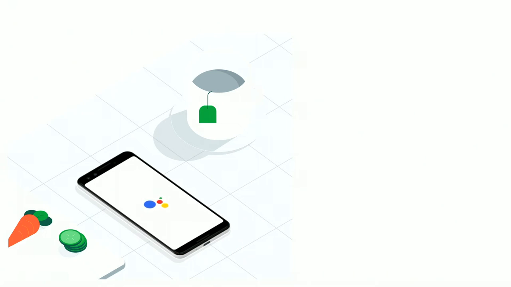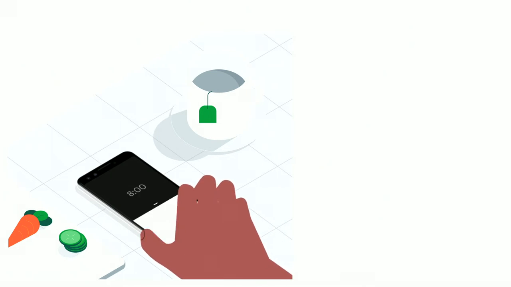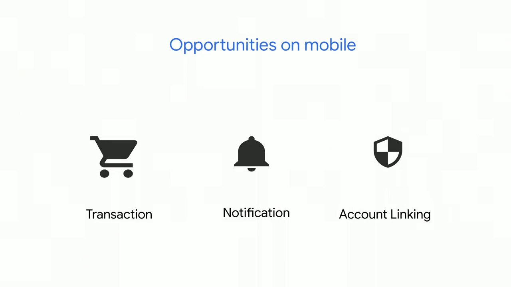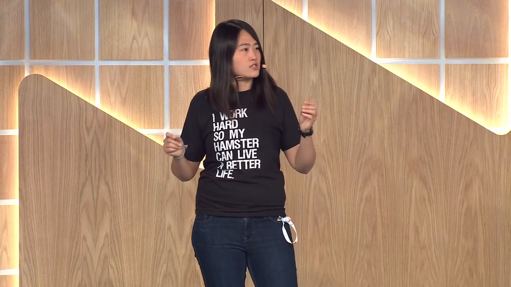So there are some use cases where the phone is preferred over other devices. The above three use cases, transaction, notification, account linking, are good examples. They all have a common theme, which is the physical control over the device. Mobile is a massive market that you don't want to miss. It is a great way for you to engage with the user on the go or in a more private manner. So there are different scenarios that require users to transfer from one device to another for different reasons.